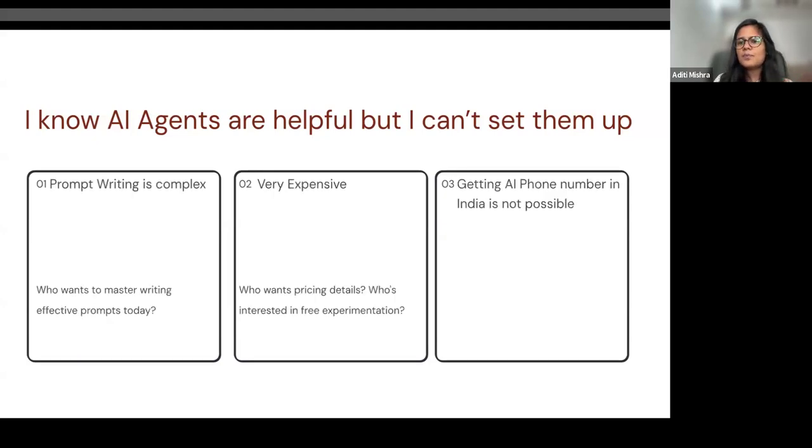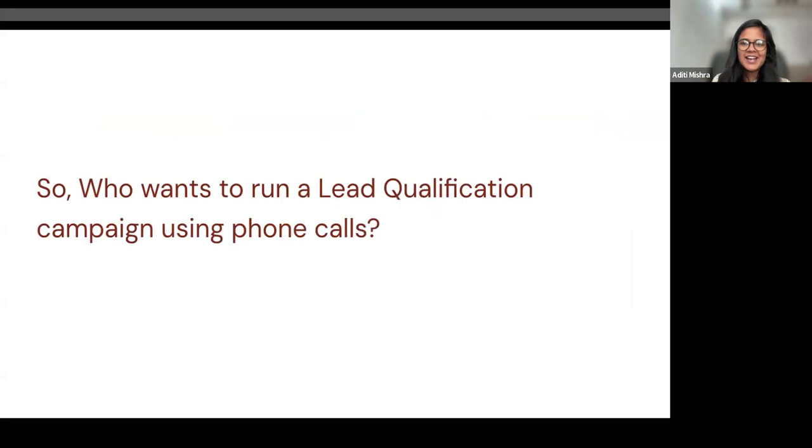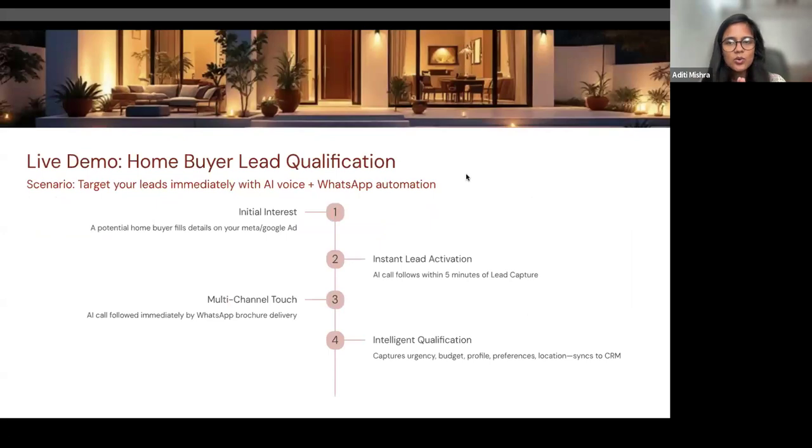Then we talked about what problems people usually face while setting up the agent: the prompt writing, the expensive part, and getting the phone number and linking it. Talked about that. And then I wanted to understand who all are now ready for phone call and WhatsApp based qualification campaigns. So that was a quick overview.